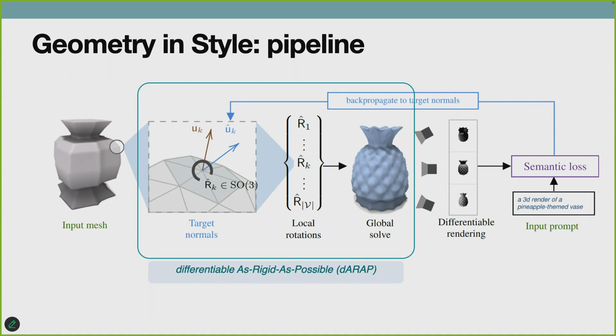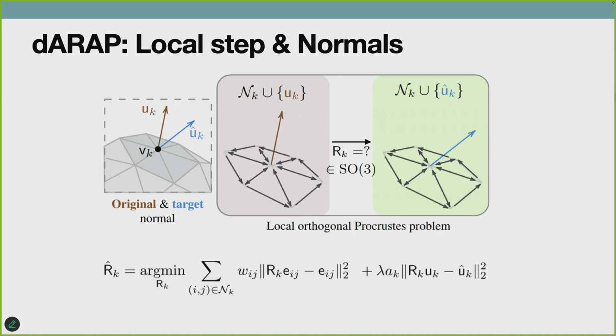These normals are first used as the target for a local procrustes solve, which finds the best rotation matrix, taking a bundle of edge vectors to the same neighborhood, but with the target normal instead of the original vertex normal. You can see that the first term is like a regularization that tries to make the rotation respect the neighborhood. And the second term is what pushes the rotation to turn the normal u towards the prescribed target normal û, which we get from the current optimization variable. It has a lambda hyperparameter, which controls the strength of the rotation solution towards the target normal.